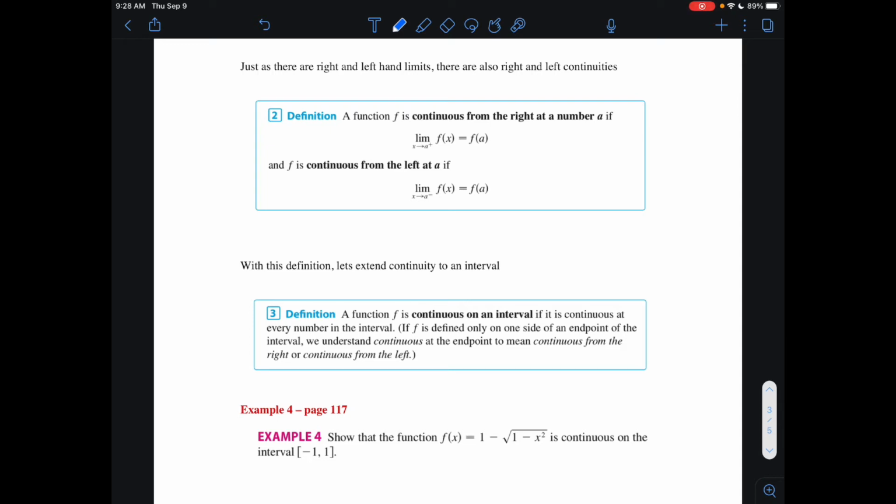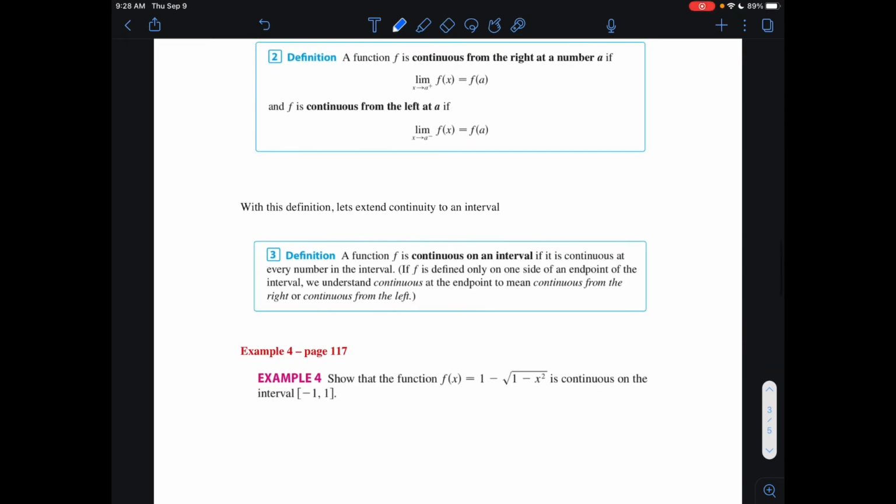So with this idea of continuity from the right or from the left, we get a definition about a function f being continuous on an interval. And this is true if it is continuous at every number in the interval, meaning if f is defined only on one side of an endpoint of the interval, we understand continuous at the endpoint to mean continuous from the right or continuous from the left. So if we are looking at a specific interval that has the values at the ends of the interval as part of the interval, then we would be looking at the left and the right continuities, which is exactly what we're going to see in example 4.